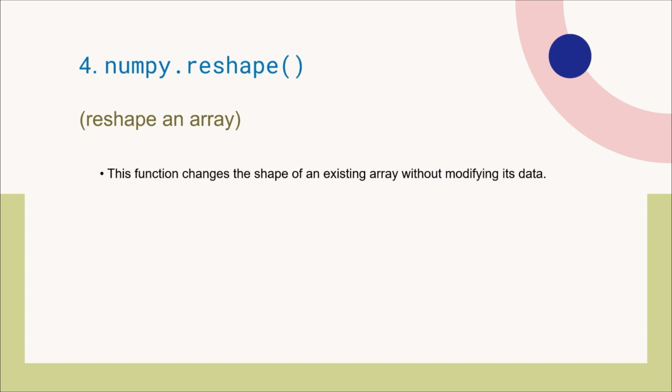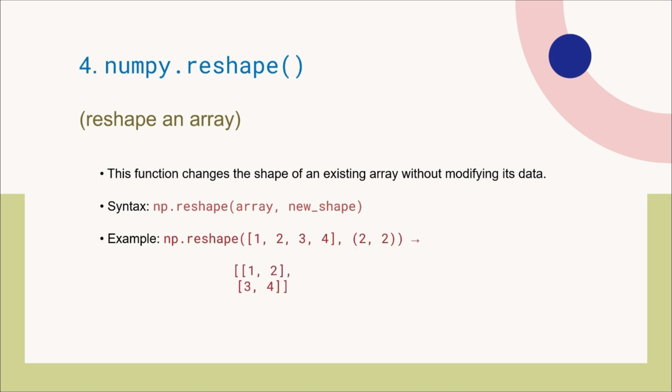Now coming to the fourth NumPy function, which is numpy.reshape. This function changes the shape of an existing array without modifying its data. The syntax of this function is np.reshape, the array that we would like to reshape, and the new shape in the form of rows, columns.